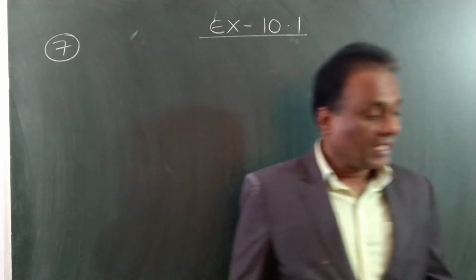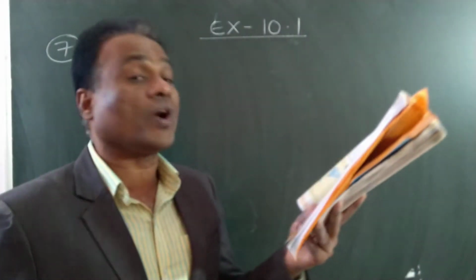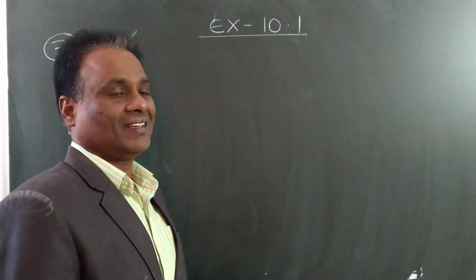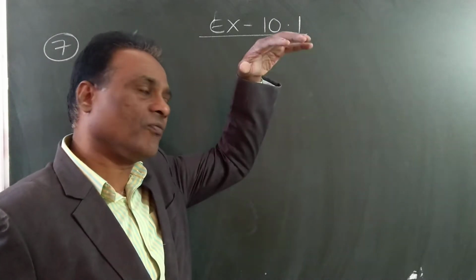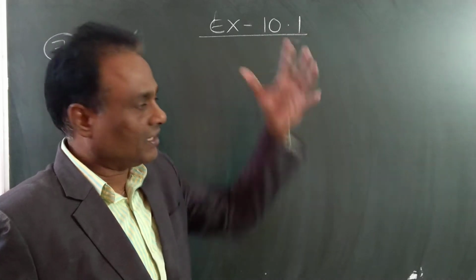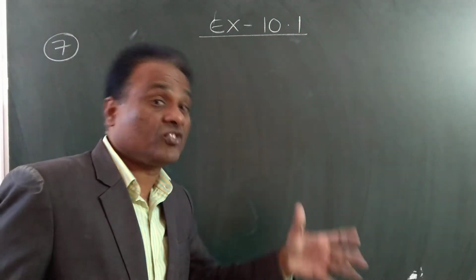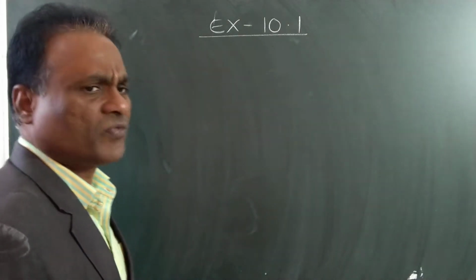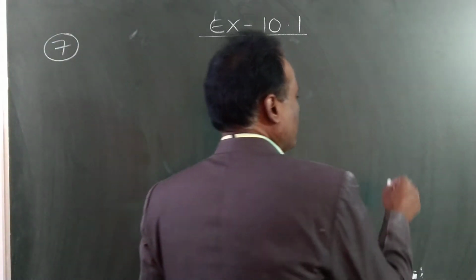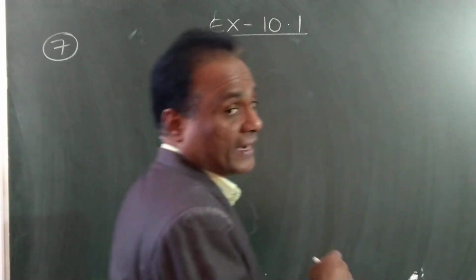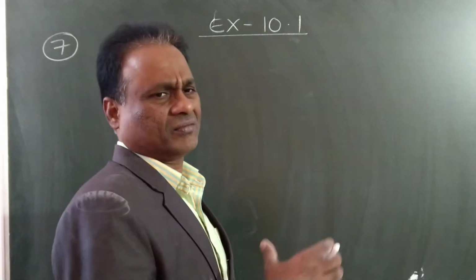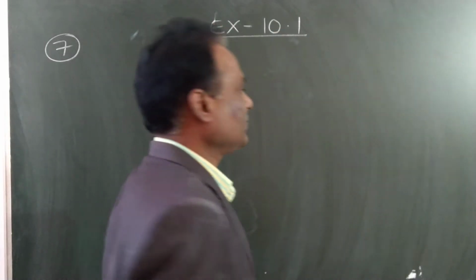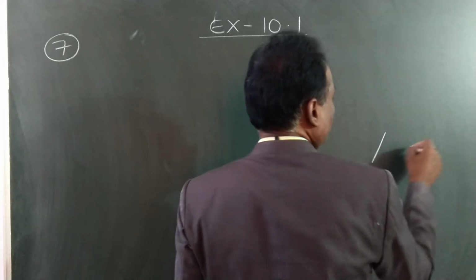See, regular square pyramid. Regular means whatever the base is, the top will also be the same. Base and top will be of the same shape. That means it is a square pyramid. So I will draw a rough diagram. Square pyramid means the base is in the form of a square and the top is in the form of a square. It is like a box, but it will have some height like that.